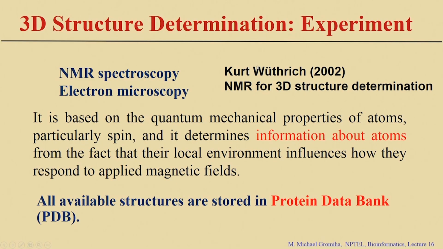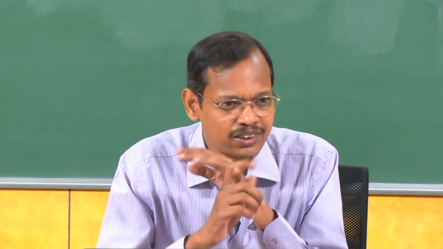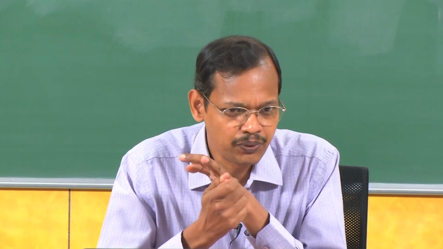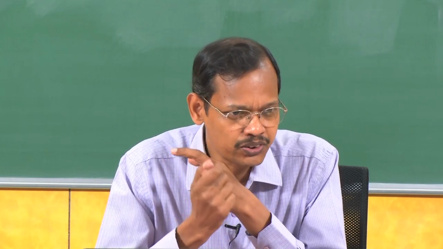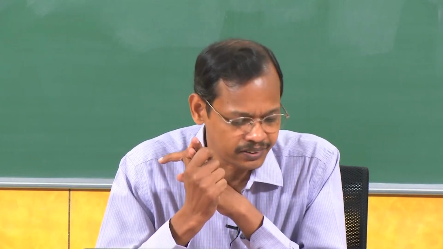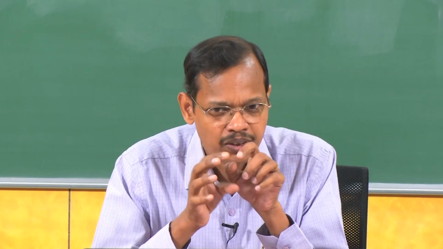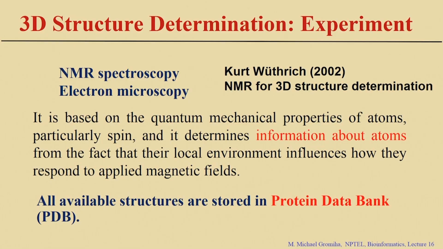In 2002, Kurt Wüthrich got the Nobel Prize for using NMR for 3D structure determination. So there are several techniques; the major ones are X-ray crystallography, NMR spectroscopy, and currently electron microscopy is also used for determining 3D structures. We have solved many structures, and all the structures are now deposited in the Protein Data Bank. PDB is called the Protein Data Bank.